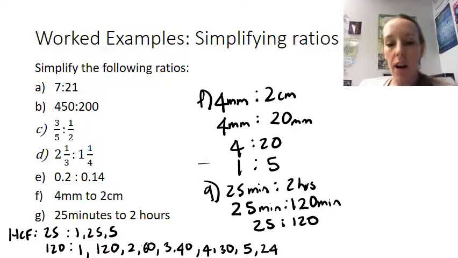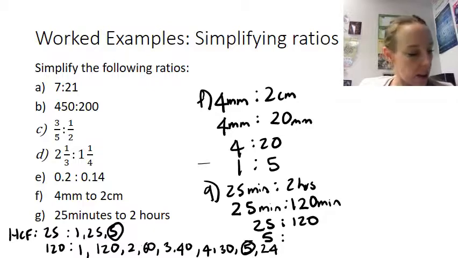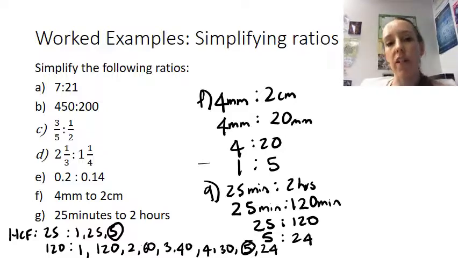3 and 40, 4 and 30, and then we've got 5 and 24. Yep, so our highest common factor then is obviously going to be 5, so we can divide both of those by 5. So 25 divided by 5 is going to be 5, 120 divided by 5 is 24, yes, I was right. So our simplified ratio will be 5 is to 24. And that's all we've got for today's video.